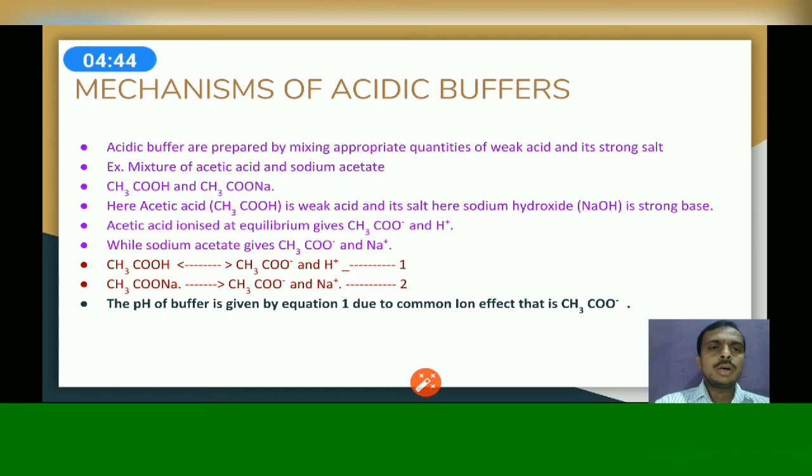Now see equation 1 and 2. The acetic acid ionizes partially to form acetate ion and H plus ion. This acetic acid attains the equilibrium. So it indicates that the reaction occurs reversibly, while the sodium acetate, which is a salt, completely ionizes to form acetate ion and the sodium cation. Now see equation 1. The pH of buffer solution is given by equation 1 due to the common ion effect.